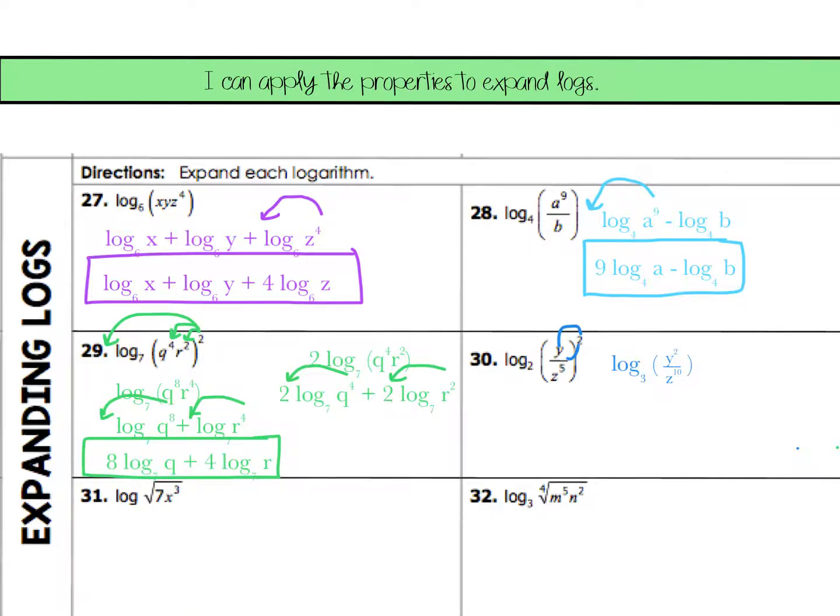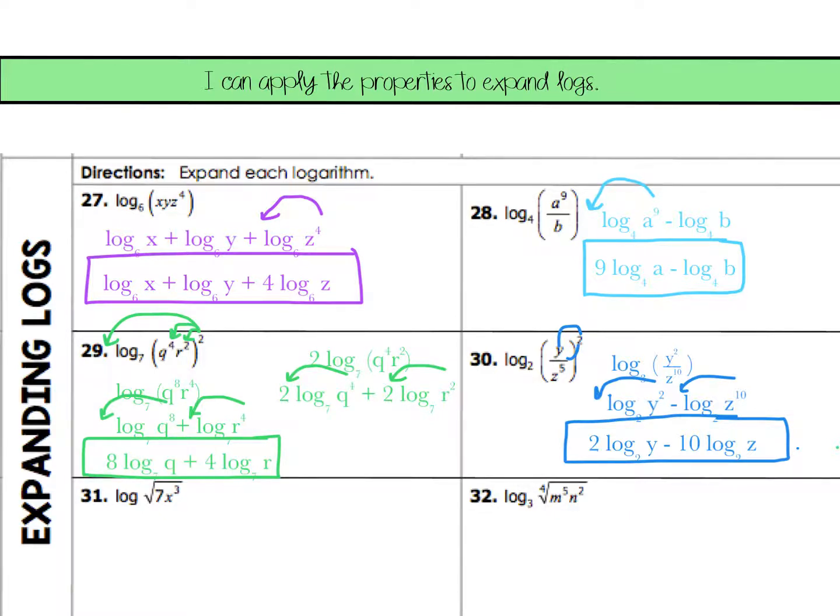All right, so what operation is happening? Well, I have division. What does that connect to? It connects to subtraction. So I've got log base 2 of y to the second minus log base 2 of z to the 10th. And then do I have any exponents that I need to get rid of? Yes, I do. So that 2 is going to come out front, and that 10 is going to come out front, leaving me with my answer: 2 times log base 2 of y minus 10 times log base 2 of z.